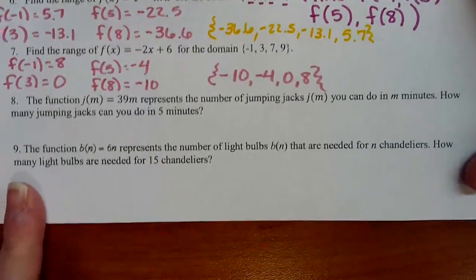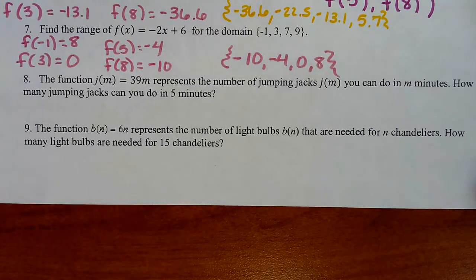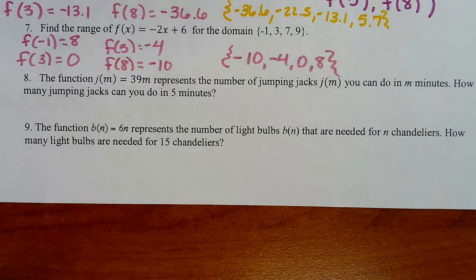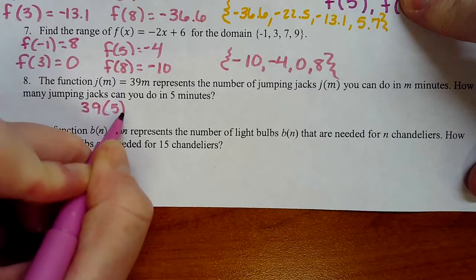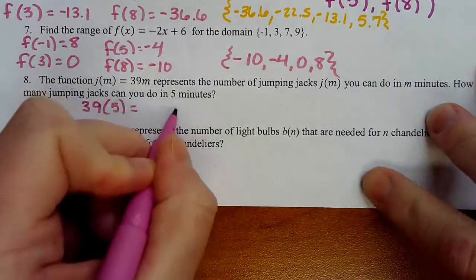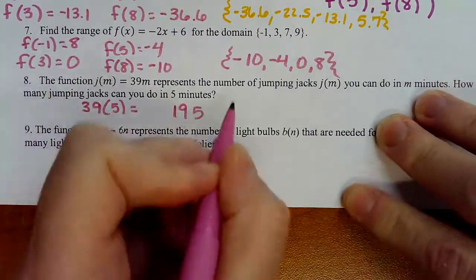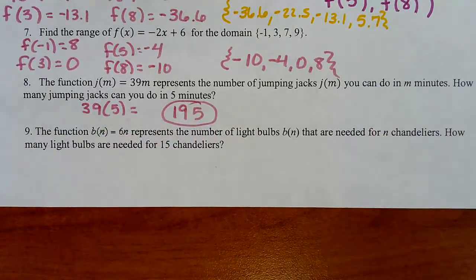Okay, number 8 and 9. Numbers 8 and 9 are story problems, everyone's favorite, but these actually are pretty easy. It says the function j of m equals 39m represents the number of jumping jacks you can do in m minutes. How many jumping jacks can you do in 5 minutes? You take that 5, plug her in right there. So do 39 times 5. And you get 195. So you get 195 jumping jacks, or just 195 would totally be fine.